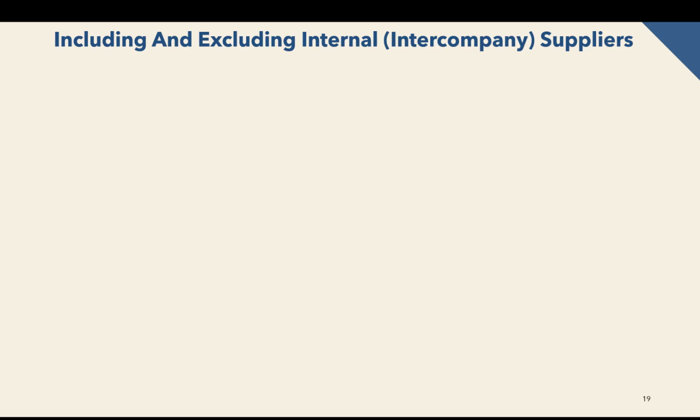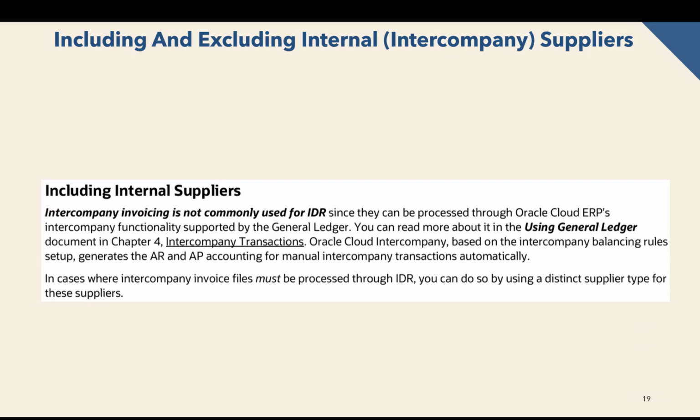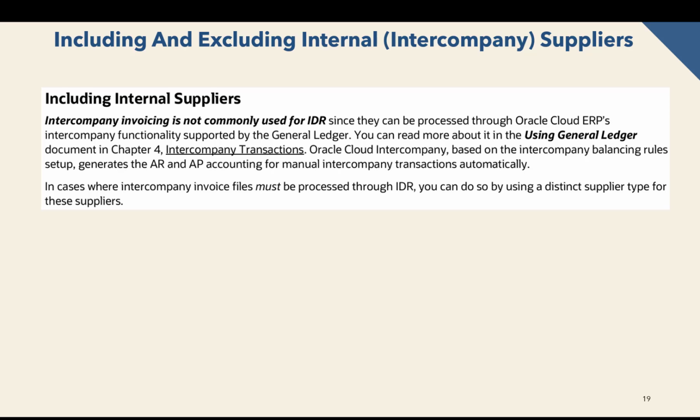For including and excluding internal suppliers, as we said before, intercompany invoicing is not commonly used for IDR since it can be processed through the Oracle ERP Cloud intercompany functionality supported by GL. So you can read about GL for intercompany transactions, but in cases where intercompany invoice files must be processed through IDR, you can do so by using a distinct supplier type for these suppliers.